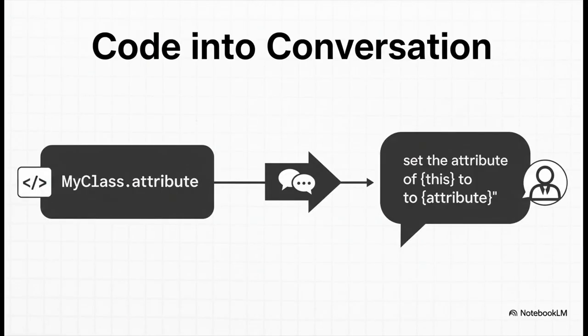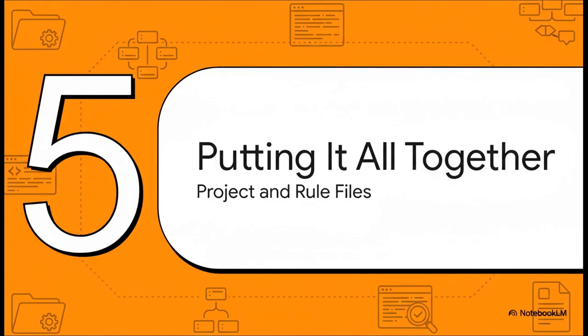This vocabulary file turns something that looks like code into something that feels like a conversation. A technical term like myClass.attribute gets translated into a totally usable phrase like "set the attribute of this to attribute." This is the engine that lets a business analyst write rules that read just like plain sentences instead of lines of code. Okay, we've got the core building blocks down.